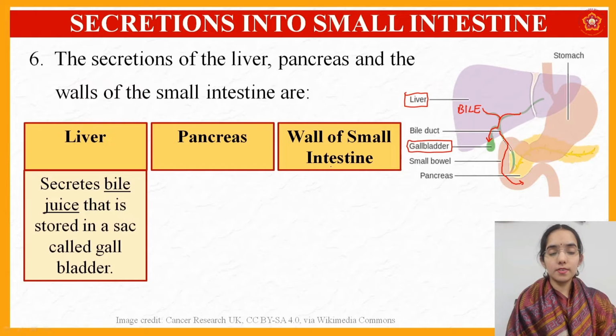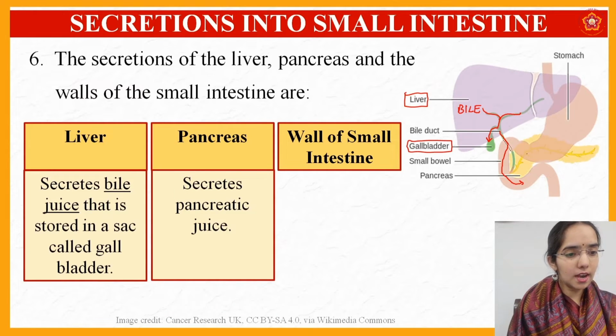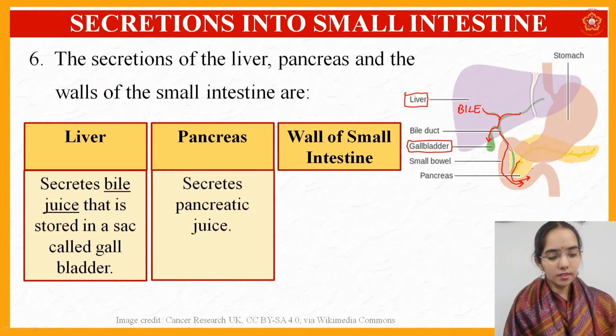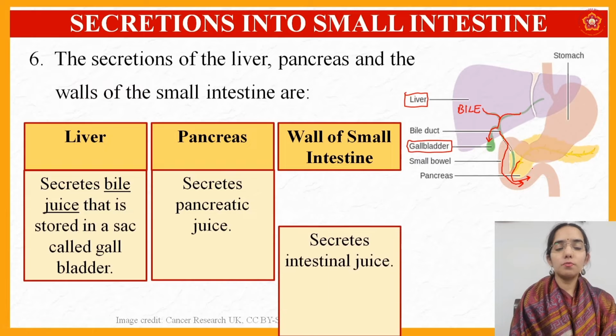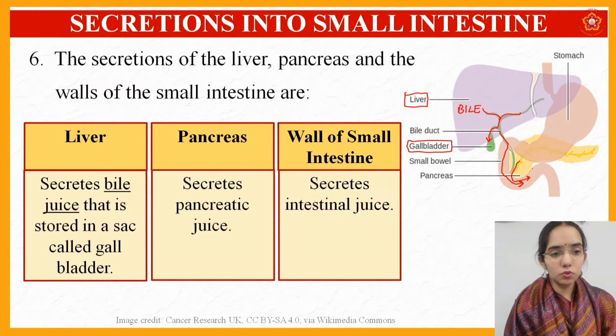Now let's see what is the secretion of the pancreas. The pancreas secretes pancreatic juice. So over here you can see the pancreas and it will release pancreatic juice. So the pancreatic juice also enters the small intestine from here, right? And the walls of the small intestine secrete intestinal juice. So I hope it is clear.